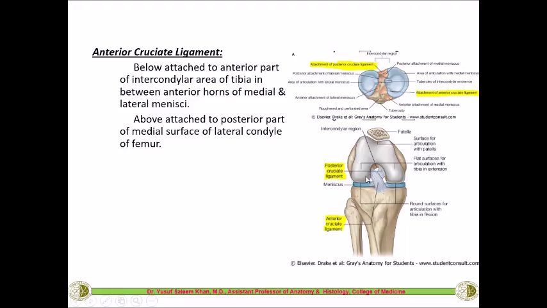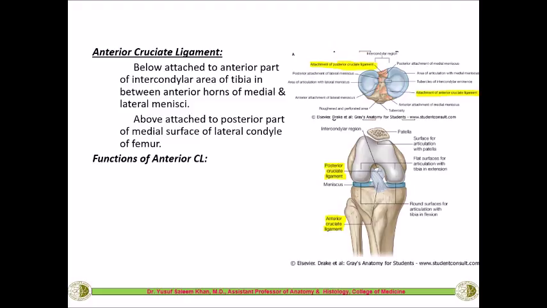If you can see here, this is the lateral condyle because it is near towards the femur, so that's how we can identify this is the lateral condyle, and this tendon is going toward the medial surface of this lateral condyle and getting attached to that part behind. What is the function of this anterior cruciate ligament?